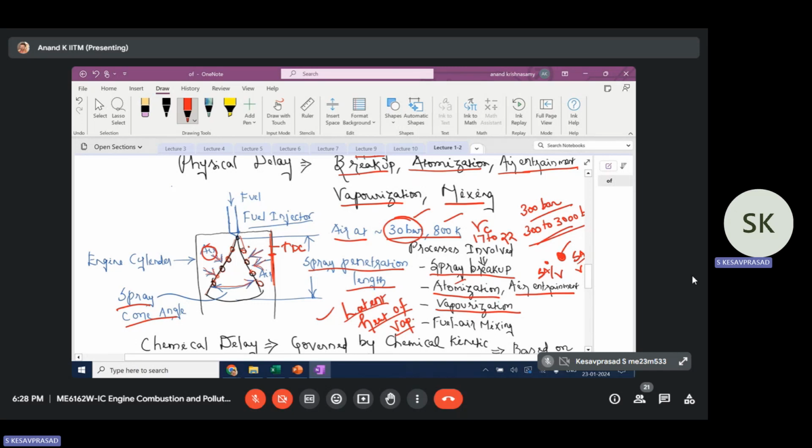Based on the cycle time, the time taken by these processes should be accordingly lower, because these processes are happening during a fraction of an engine operating cycle. This is the first stage of the combustion event, which is a fraction of the engine operating cycle time. So all this should happen with a very small time scale, typically nanosecond, milli or micro.